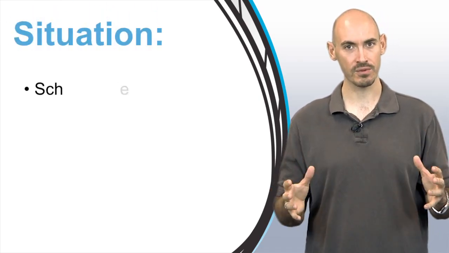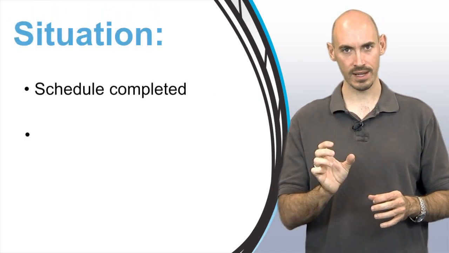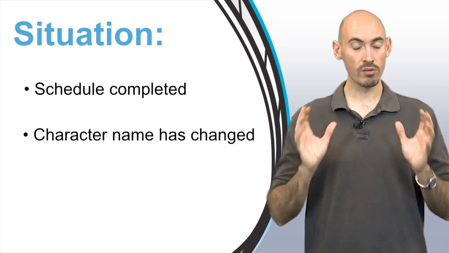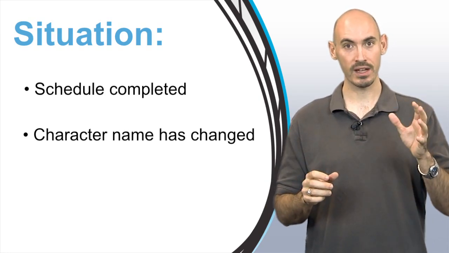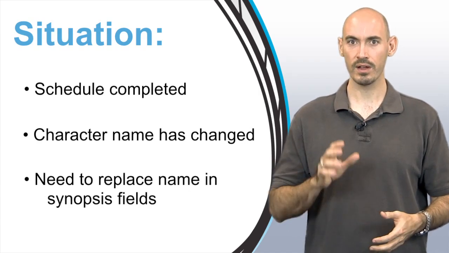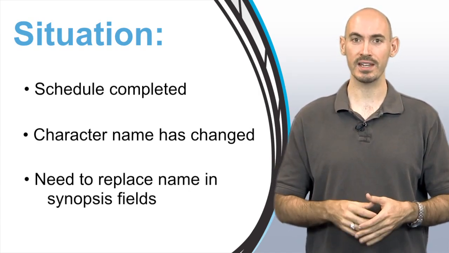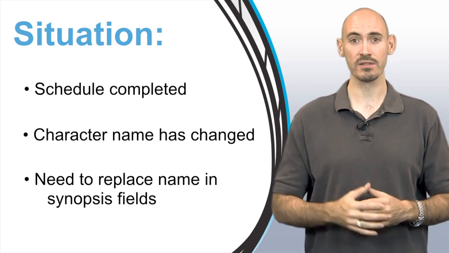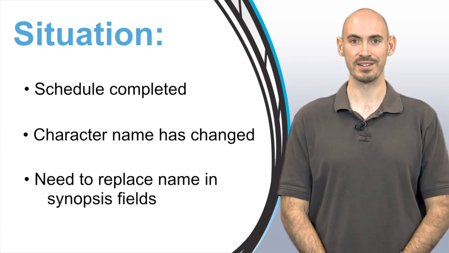In this video I'll be going over the Find and Replace feature. This can be very helpful for situations where you've completed your schedule, but you've had a character name change. Now, you can globally change the character name in the element manager for your elements, but what about all those synopsis fields you filled out? Well, this is where the Find and Replace feature comes in handy, where you can replace all those and some other fields too. Let me show you how it works.